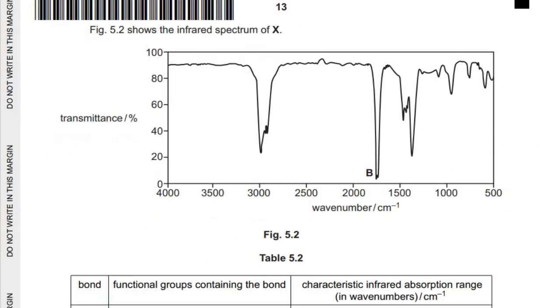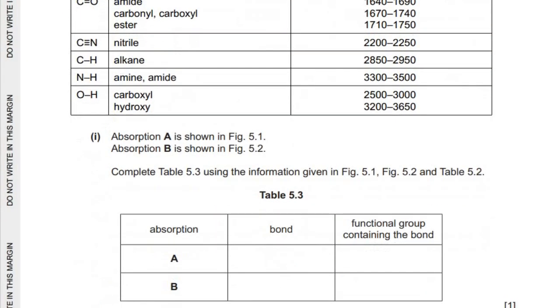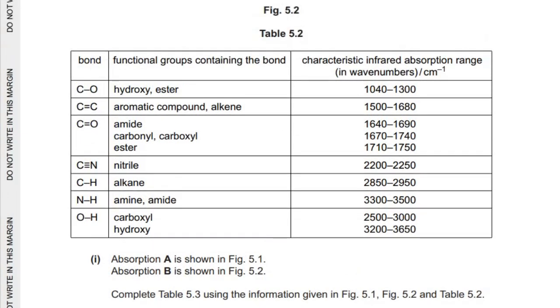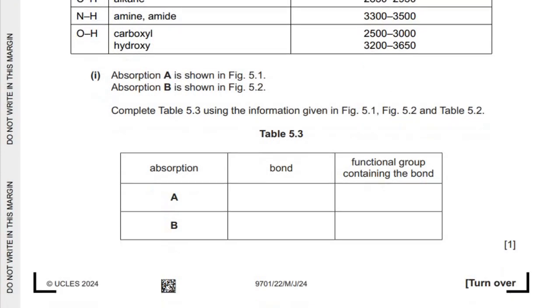Let's see what is the next part. Figure 5.2 shows the infrared spectrum of X here. Okay, there is a different infrared spectrum shown, and there is a table showing the infrared absorption wavenumbers for different bonds. Absorption of A is shown in figure 5.1 and absorption of B is shown in figure 5.2. Complete table 5.3 using the information given in figures 5.1, 5.2 and table 5.2.